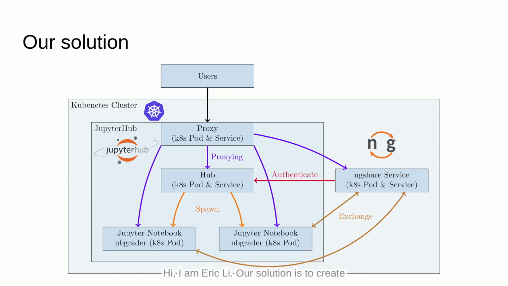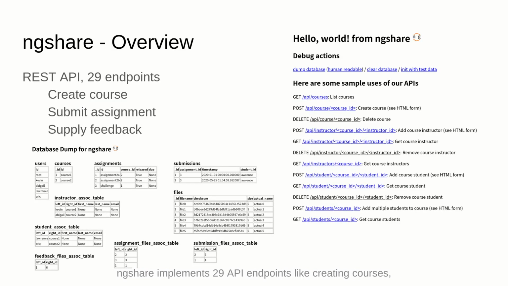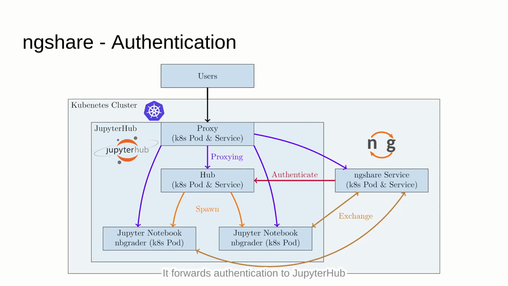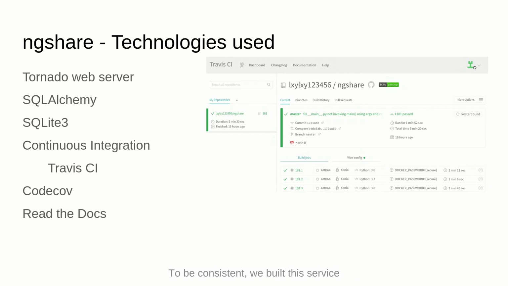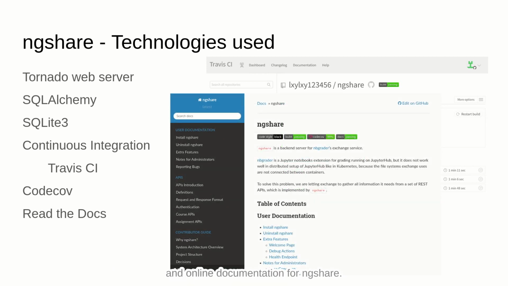Hi, I'm Eric Lee. Our solution is to create a dedicated REST API server called ngshare for handling all exchanges within nbgrader. This completely solves the problem of shared directory and allows new features like course and student management. ngshare implements 29 API endpoints like creating courses, submitting assignments, and supplying feedback. It forwards authentication to JupyterHub, so users do not need to perform extra login to use ngshare. To be consistent, we built this service with technologies other Jupyter projects use, like Tornado Server, SQLAlchemy, and SQLite 3. We also set up continuous integration, code coverage report, and online documentation for ngshare.